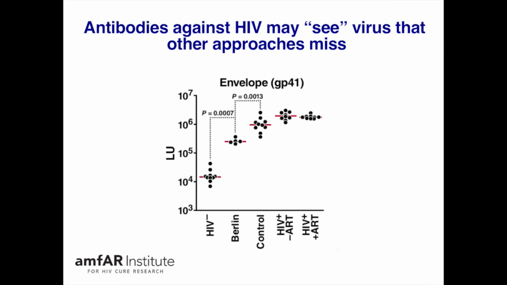But if we look at the level of circulating antibodies against the HIV envelope protein in HIV-negative individuals, as well as several different HIV-infected populations, you can see that the level of antibodies targeting HIV in the Berlin patient is intermediate between uninfected individuals and infected individuals. So this raises the possibility that the antibody response is seeing something that nucleic acid-based measures fail to see, which I think further reinforces this concept that the antibodies could be leveraged to tell us something about viral persistence in the setting of antiretroviral suppression.